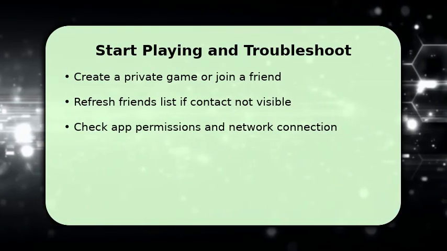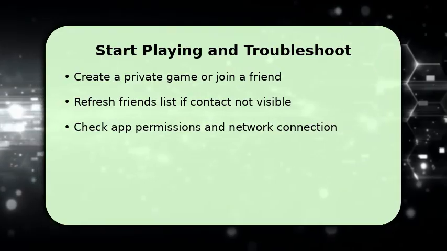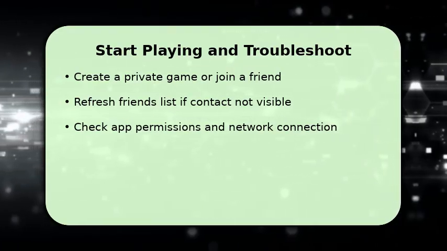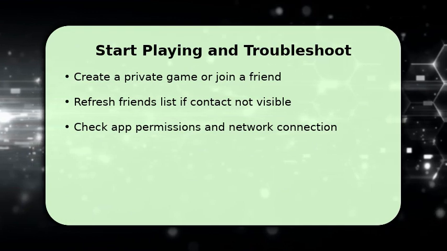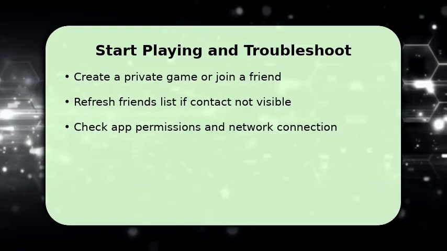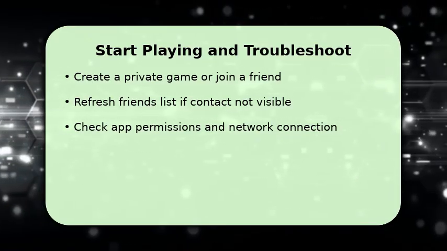You're ready to start. Create a private game or tap a friend's profile and choose Play to invite them into a match. Once invited, wait briefly. If they don't appear, refresh the friends list and confirm their invite status. If problems persist, make sure the app has contact and network permissions and restart the app. That clears many syncing issues.